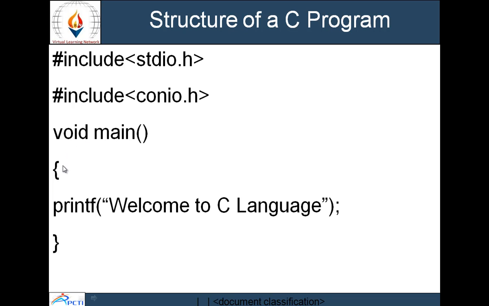After that, we start the code block with curly braces. This is the main code block here. After this, we use printf. Printf is a standard output library function to print the result or output on the console window. Printf starts with a bracket. Within double quotes, we put any type of message. After that, we use a semicolon to terminate a line. Close these braces.